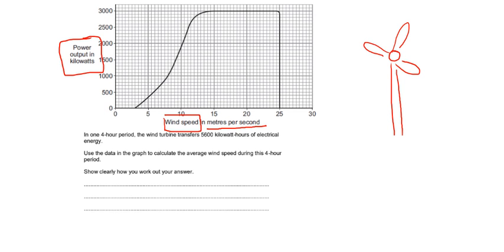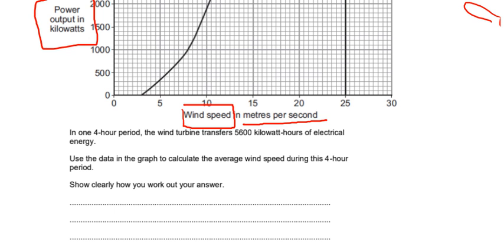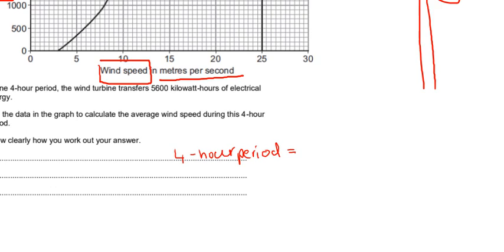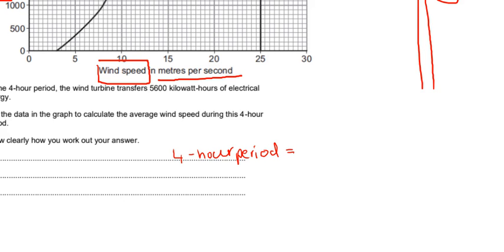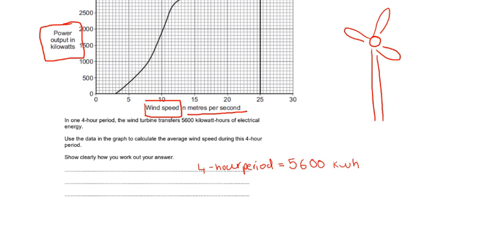Then if we look at the question, it says in a 4-hour period, the wind turbine transfers 56,000 kilowatt hours. Kilowatt hours is normally written as such, kWh. So it says in 4 hours, this is how many kilowatt hours are transferred.